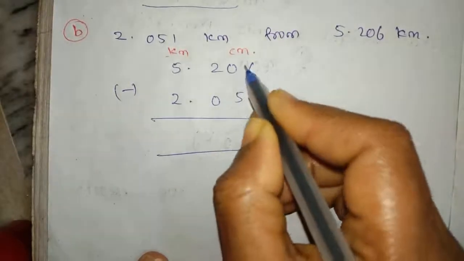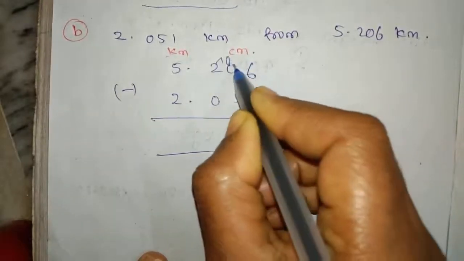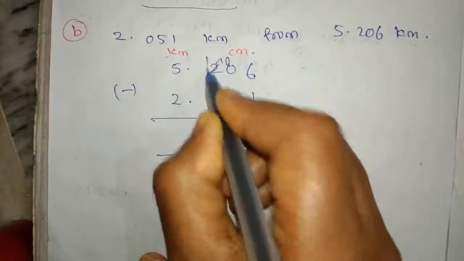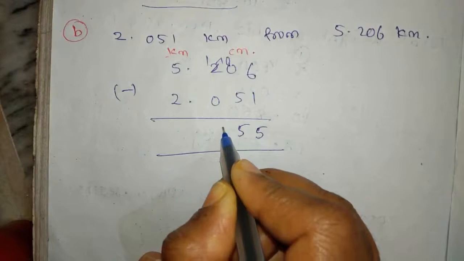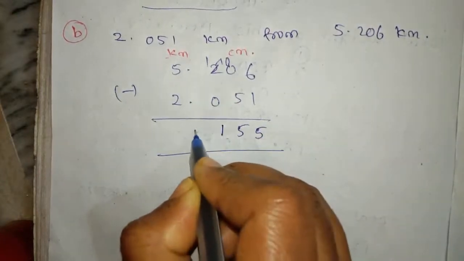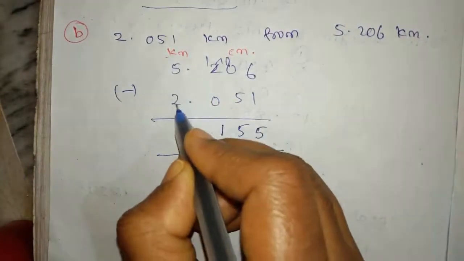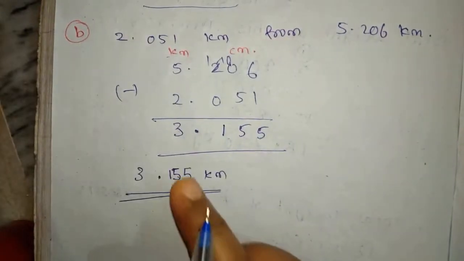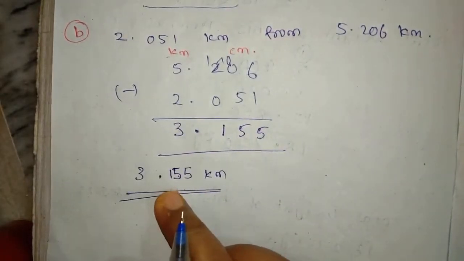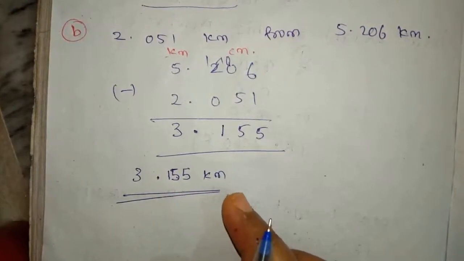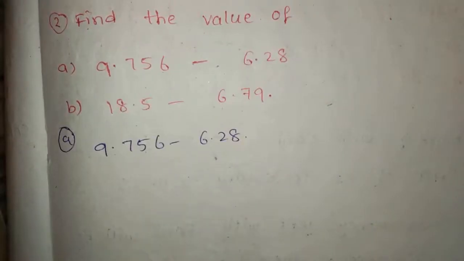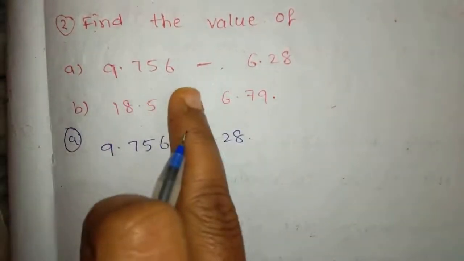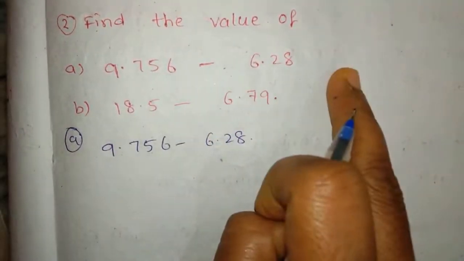Here 0 minus 5 is not possible. So we take borrow from 2. 10 minus 5 is 5. Here 1 will be there. 1 minus 1 is 0. We keep the decimal point here. 5 minus 2 is 3. So therefore we get the answer 3.155 kilometers.